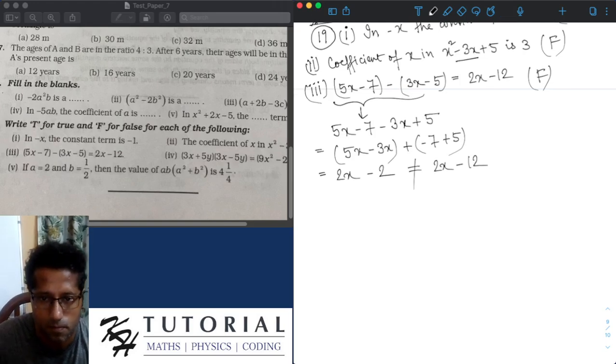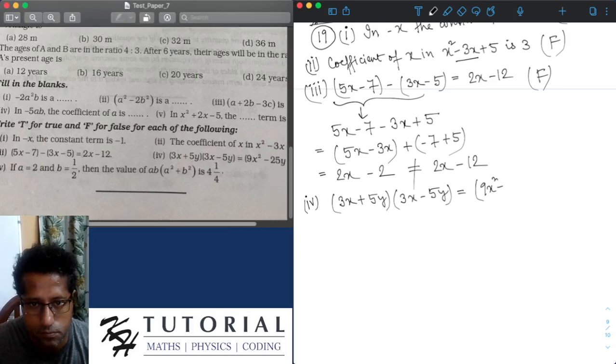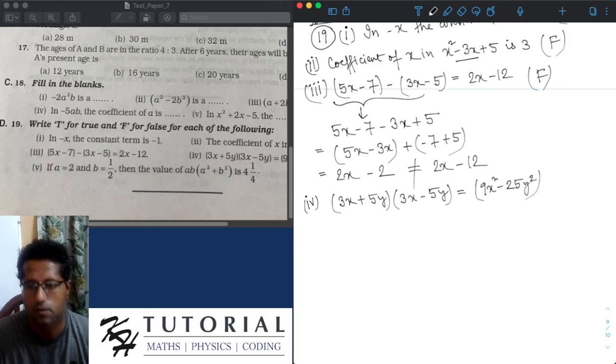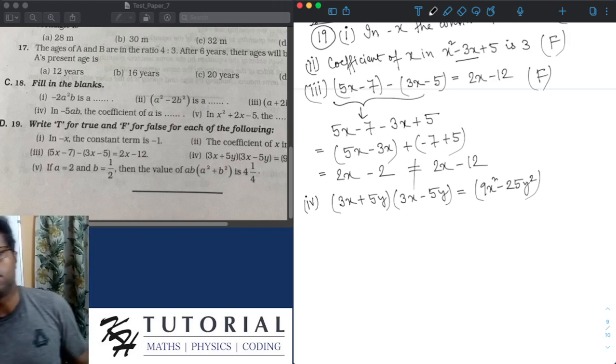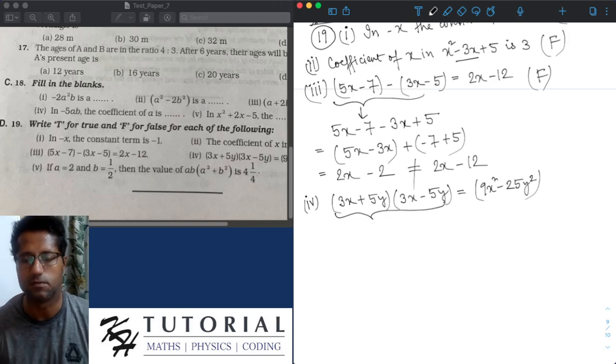Part 4. Part 4, it is a similar question. It is saying 3x plus 5y multiplied by 3x minus 5y equals 9x square minus 25y square. So it is asking whether this equality is true or false. That is, whether if we simplify the left hand side, it is equal to the right hand side expression or not. So for that we have to simplify the expression on the left hand side.